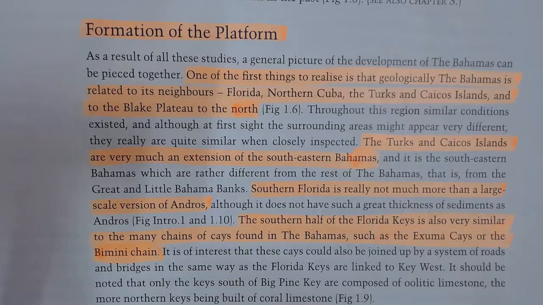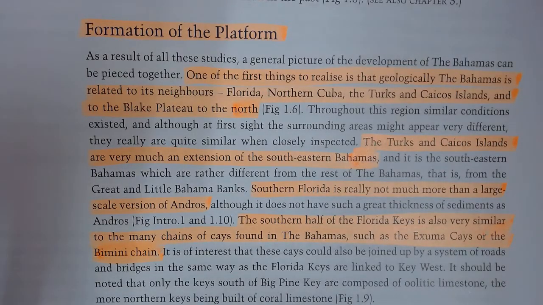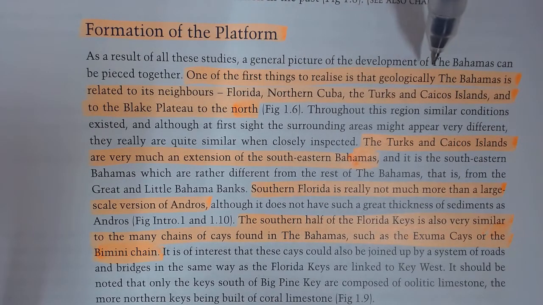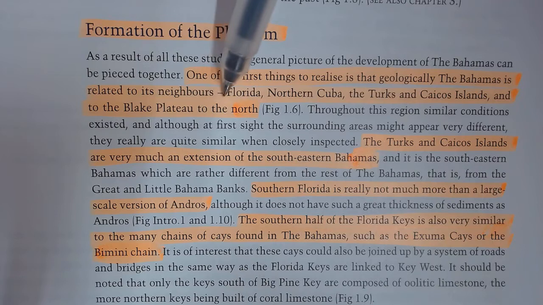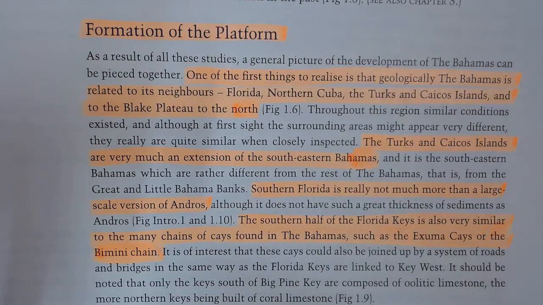All right? So to continue on with that on page 9, formation of the platform. Now this isn't necessarily just the Bahamas. The platform is that large area just below the surface on which sits a number of Bahamian islands. So one of the first things to realize is that geologically the Bahamas is related to its neighbors, Florida, Cuba, Turks and Caicos. Okay? This Blake platform or plateau to the north, that extends down past Florida down towards Cuba.